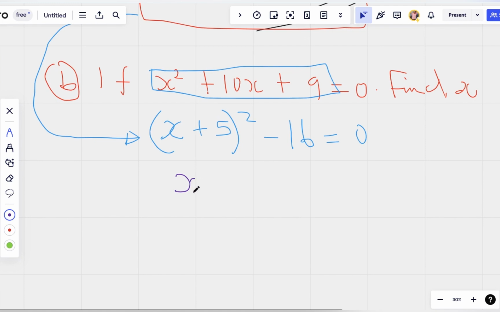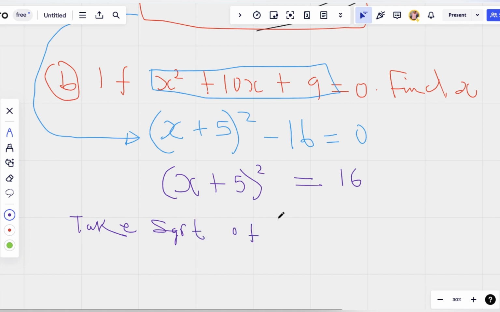So what I have next will be x plus 5 square equal to, I move negative 16 here, it becomes positive 16. Then the next thing to do is to remove this square. In order for us to find x, I have to take the square root of both sides. So we say take square root of both sides.